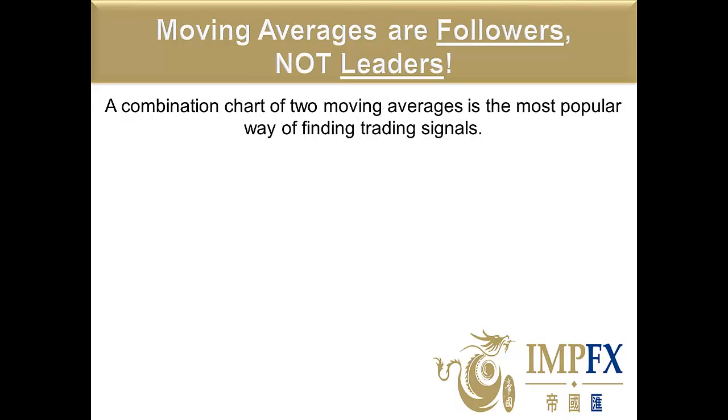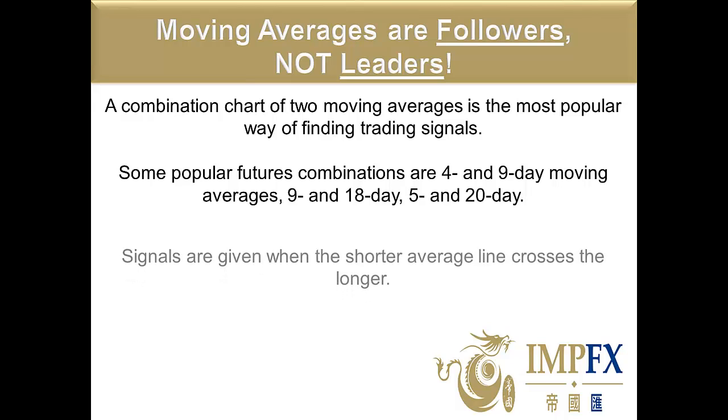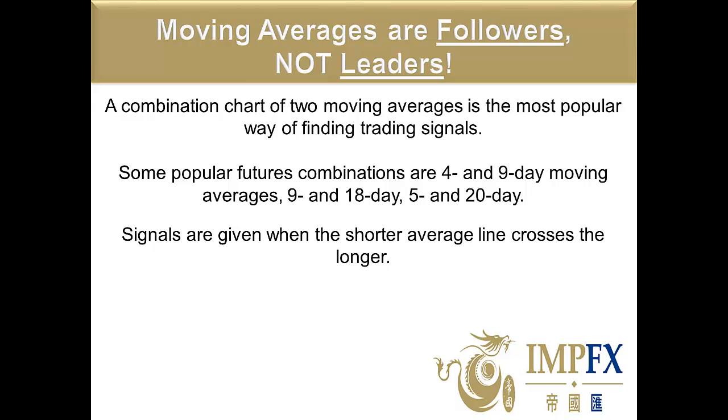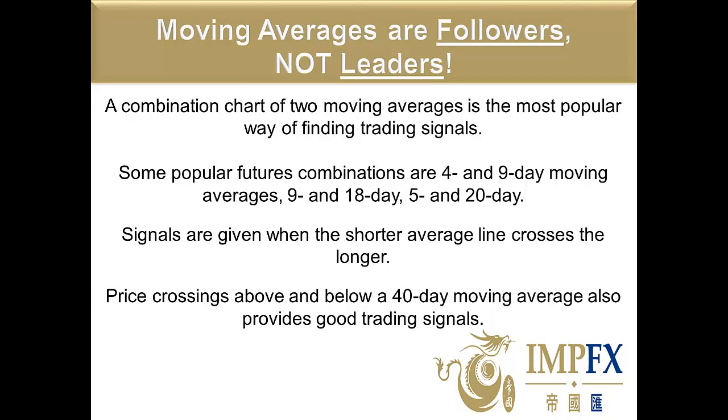A combination chart of 2 moving averages is the most popular way of finding trading signals. Some popular combinations are 4 and 9-day moving averages, 9 and 18-day, and 5 to 20-day. Signals are given when the shorter average line crosses the longer. Price crossing above and below a 40-day moving average also provides good trading signals.